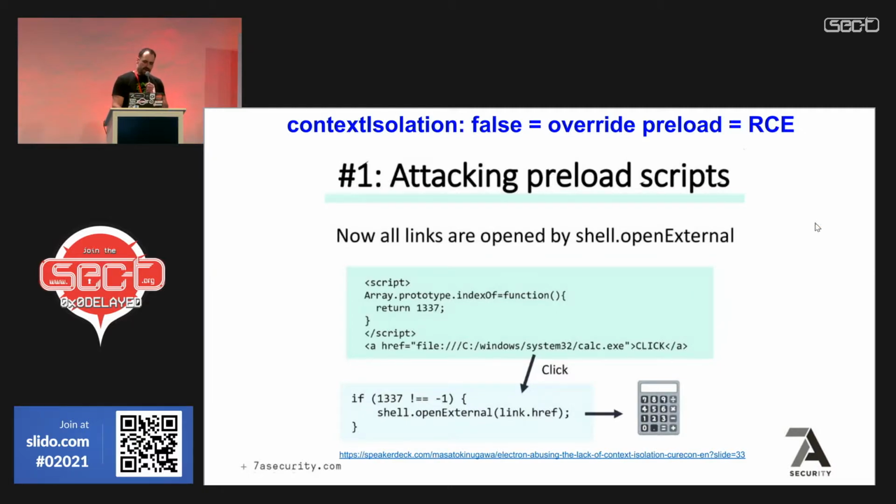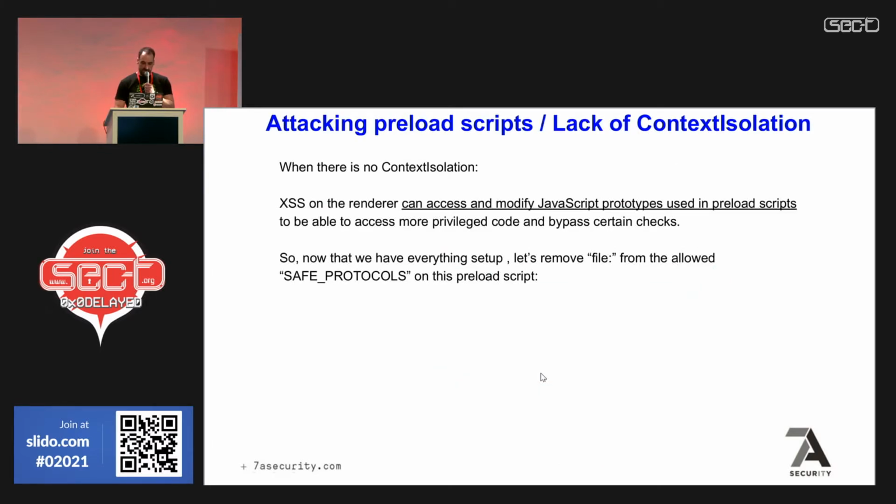In the demo that I'm going to show, there's a preload script, and it's using the indexOf function, right? What we can do when there is no context isolation is redefine this function in JavaScript to return something else. So when a piece of JavaScript code runs the indexOf function, instead of running as it normally would, it will return whatever we want, right? Here we are redefining it to always return this, so we can bypass a security check. This will make more sense in the demo.